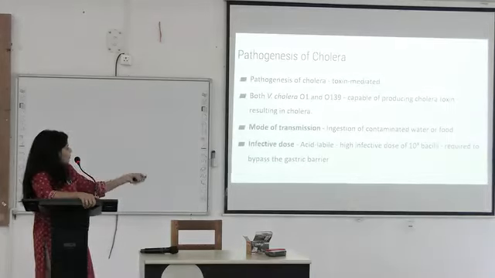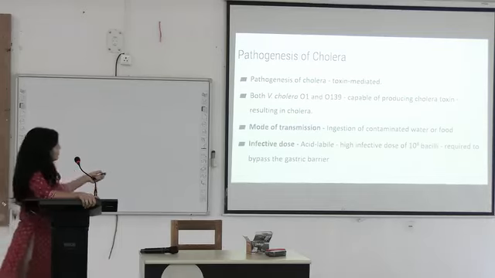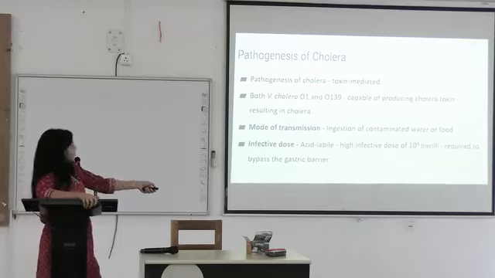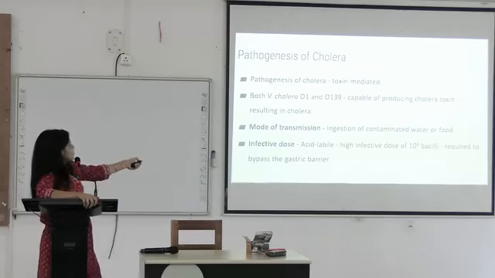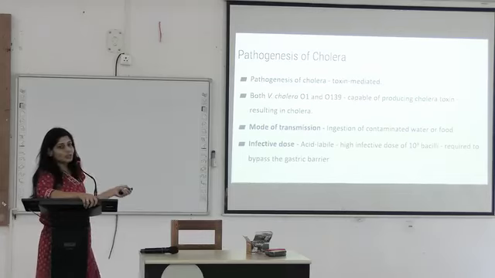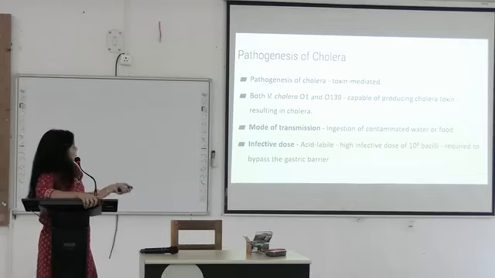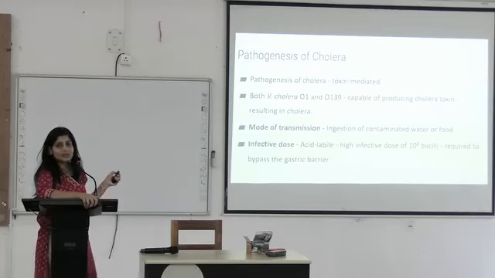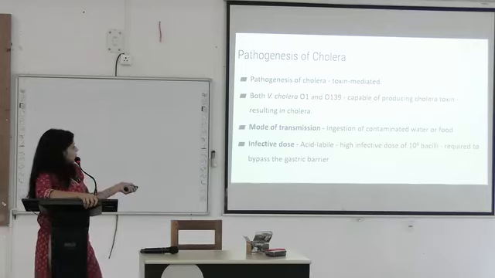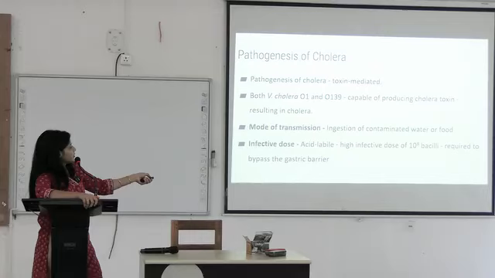Okay, about the pathogenesis of cholera. It is toxin mediated. You know that the mode of transmission is ingestion of contaminated food and water. What is the infective dose? It has to be a very high infective dose because this organism is acid labile. It means it gets destroyed in your stomach if it's in a small amount. So more than 10 to the power 8 bacilli are required to bypass this gastric barrier.